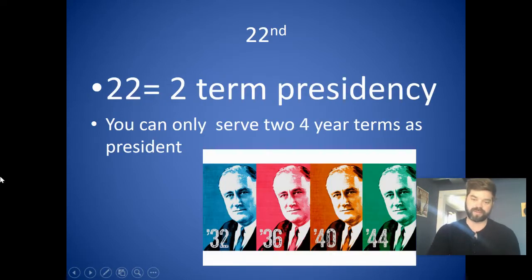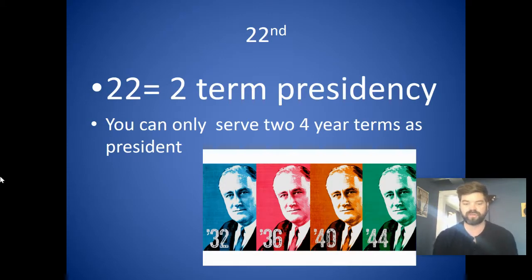The 21st Amendment. I skipped the 21st Amendment. 21st Amendment repealed Prohibition. The 21 to drink, right? I don't know how that got removed out of here. But just remember, 21 to drink. 21 got rid of Prohibition. 22, the 22nd Amendment, two-term president.